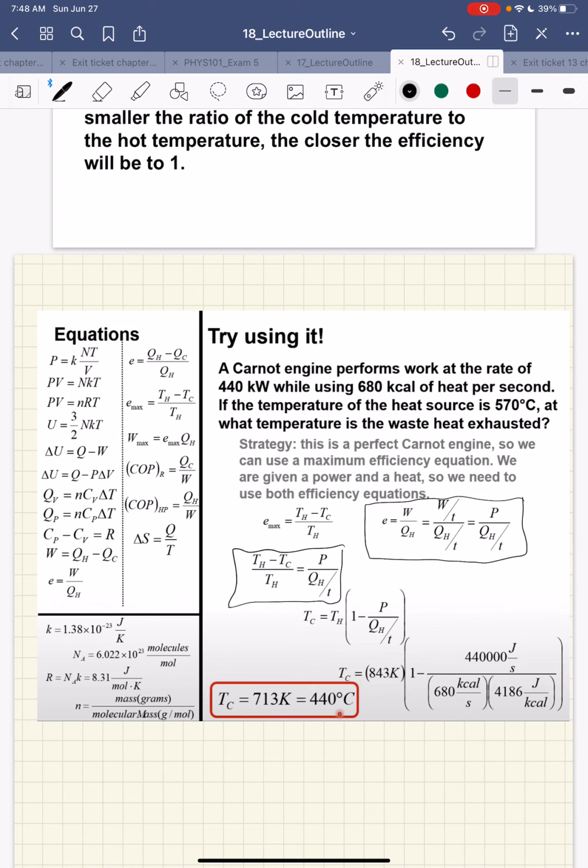Here, it doesn't hurt to divide both terms by the same value. And then I have derived an equation here for T cold, which is going to be that term here. And then it was calculated as 713, and that is 440 degrees Celsius. Don't forget that you have the temperature in Celsius here, and that should be converted into Kelvins.